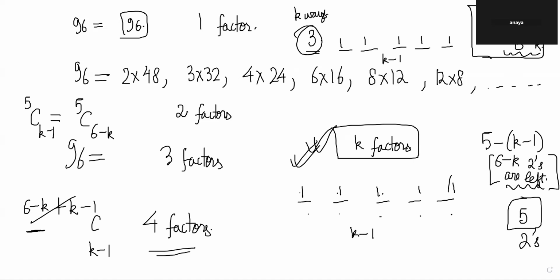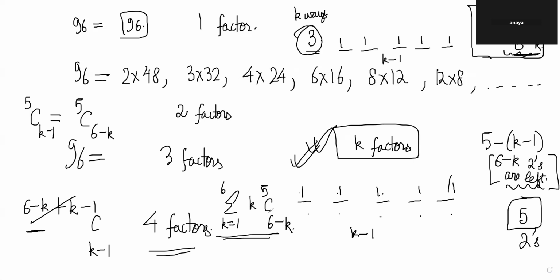Now we have to do the sum of this when k goes from 1 to 6, because after that you can't have more than 6 here. Sum of k goes from 1 to 6, you have to do k times 5c(6 minus k). After that, the combinatorial coefficient doesn't make sense. You cannot have 7 factors here.